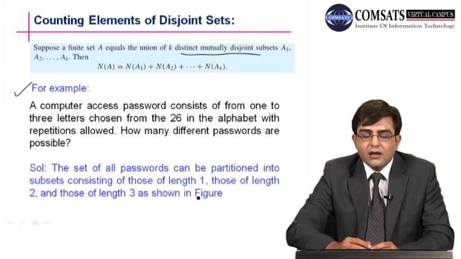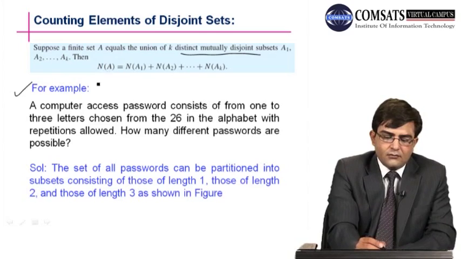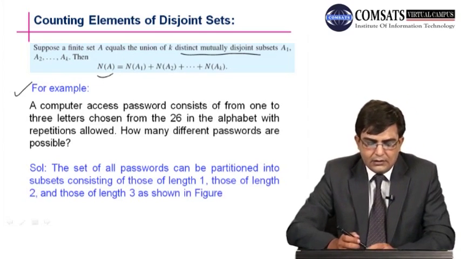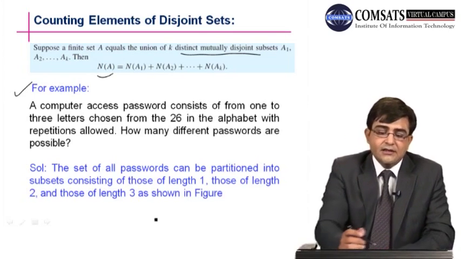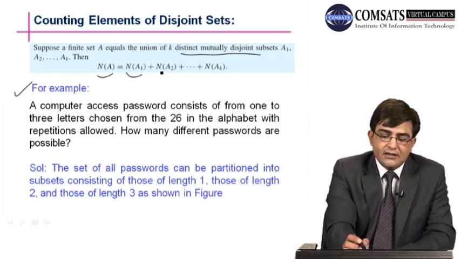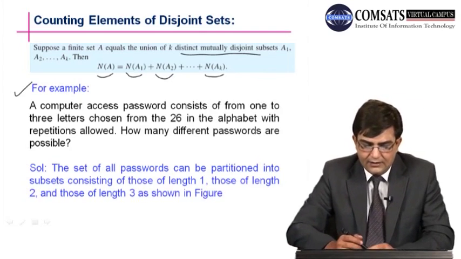This is basically called mutually disjoint sets. If we take any two subsets of A, their intersection is phi. Then the number of elements in A is basically the number of elements in A1 plus the number of elements in A2, up to the number of elements in Ak.